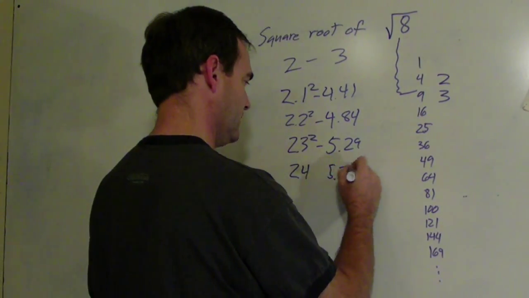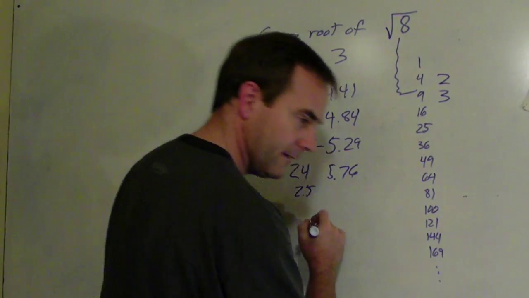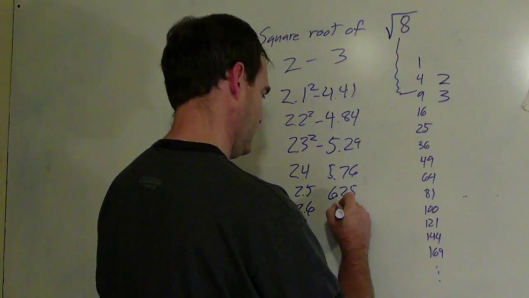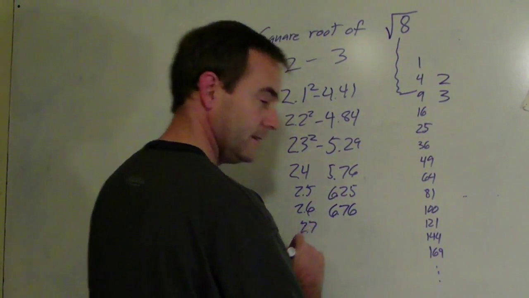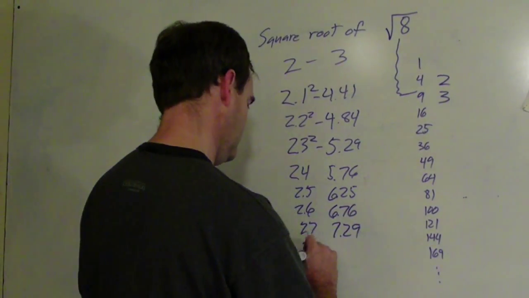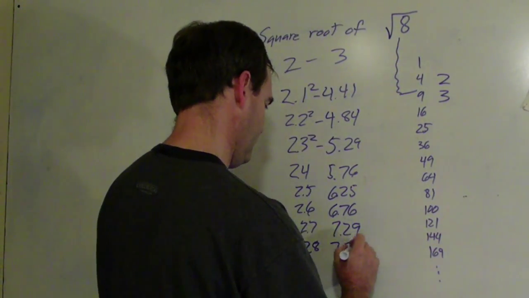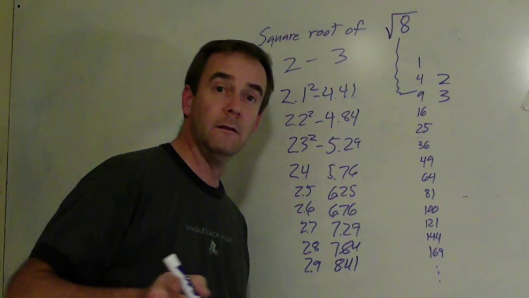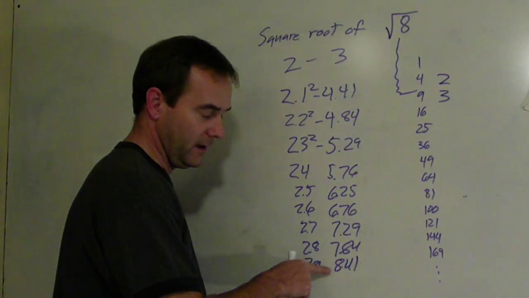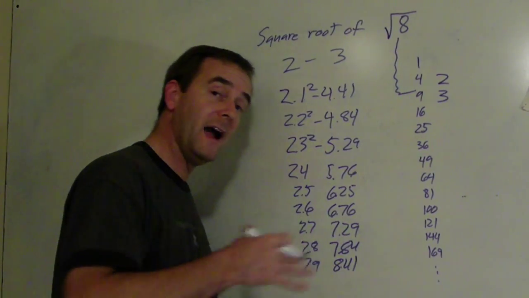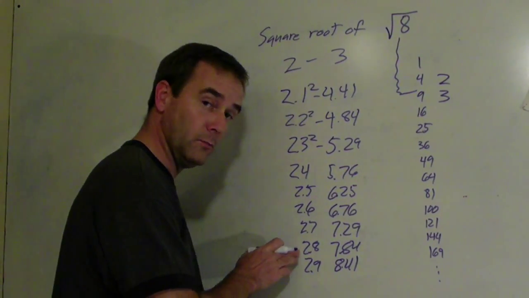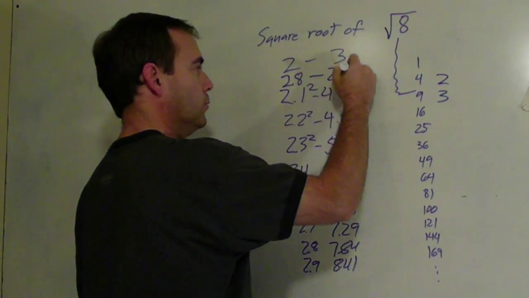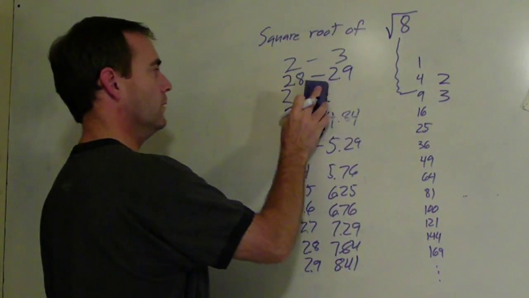2.4, 5.76. 2.5, 6.25, 2.6, 6.76, 2.7, 7.29, 2.8, 7.84, 2.9, 8.41. Jackpot! 8 is somewhere between 7.84 and 8.41. So my number, my square root, is somewhere between 2.8 and 2.9. 2.8 to 2.9. Okay, we can get rid of all that work.